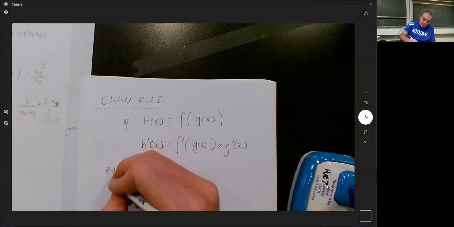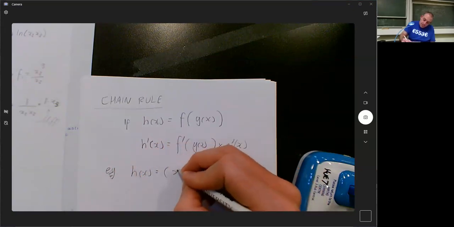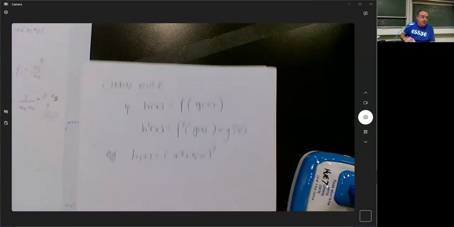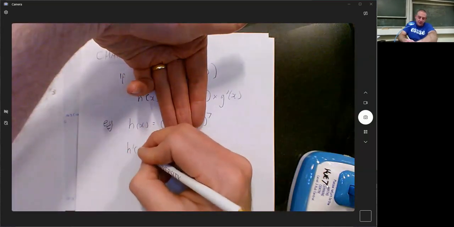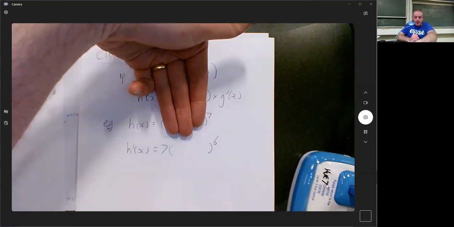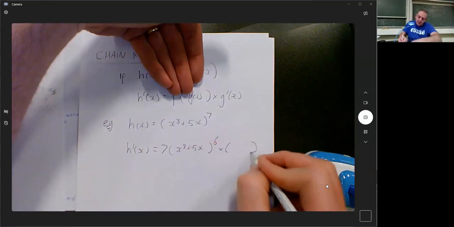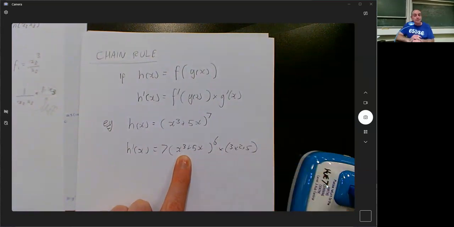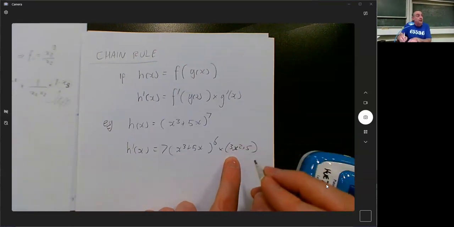So as an example, something like that. If that was just an x, my derivative would be 7x to the power of 6. But it's not an x, it's an x cubed plus 5x. And so I have to multiply by the derivative of that thing, which is 3x squared plus 5. And if this thing also had another function inside it, I would keep going as far as I needed to go until I got to the middle.